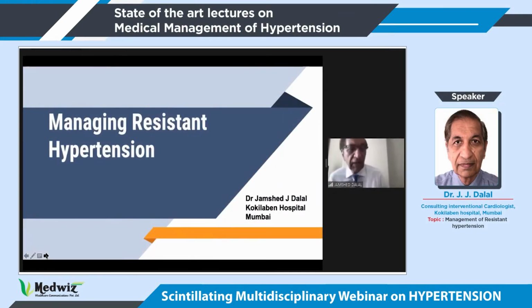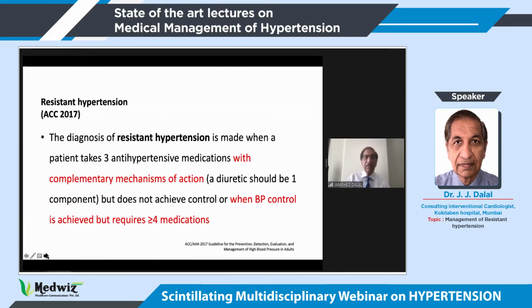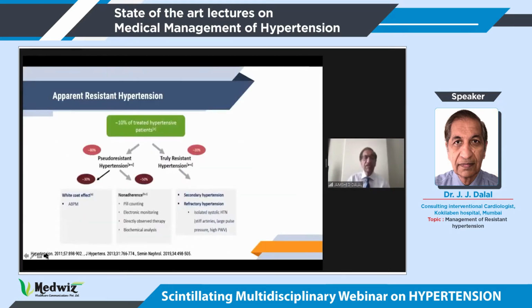Thank you very much. I'm going to talk on managing resistant hypertension. As we all know, the diagnosis of resistant hypertension is made when patients take three antihypertensive drugs with complementary mechanisms of action, one being a diuretic, and still do not achieve control, or when BP control is achieved with four or more medications. So that's the standard definition of resistant hypertension.